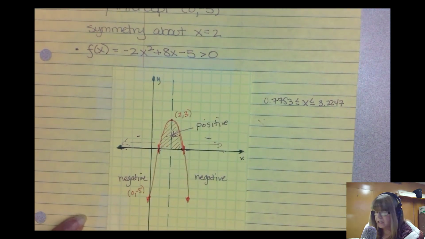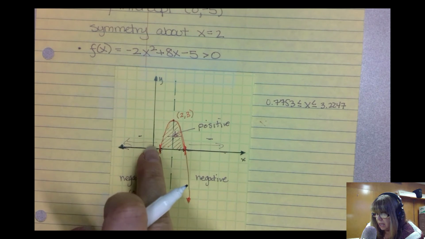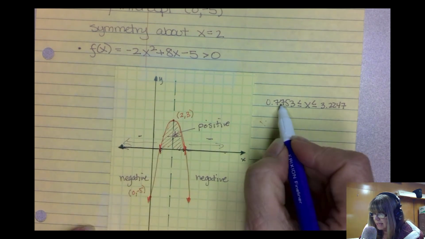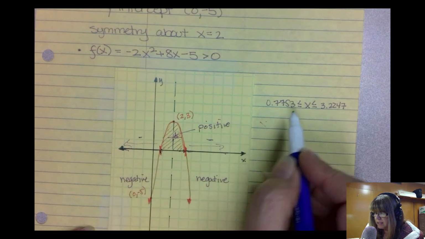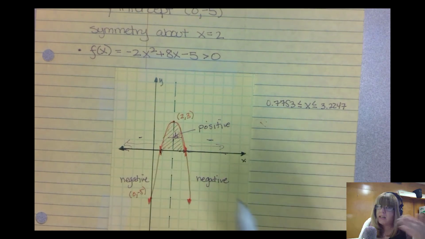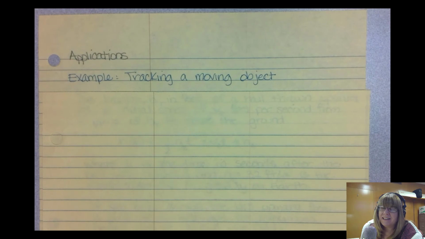Okay, I hope that kind of makes sense. If I was looking for negative, I would take any of my x values less than this point and greater than that point, but I wanted where it was positive, so it's in between those two points and including those two points. All right, so here's where we come to an actual application of what we're doing.